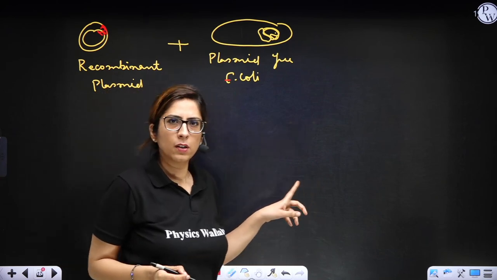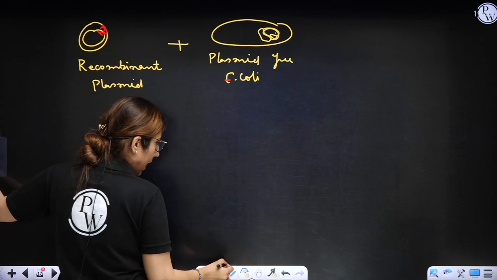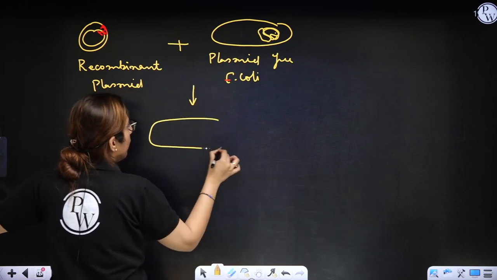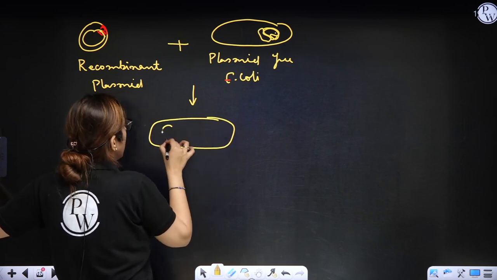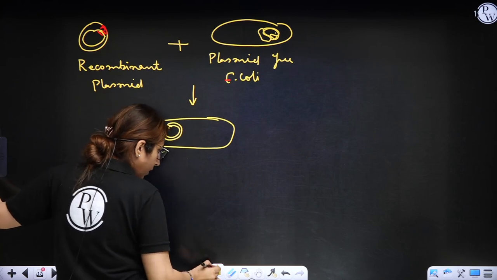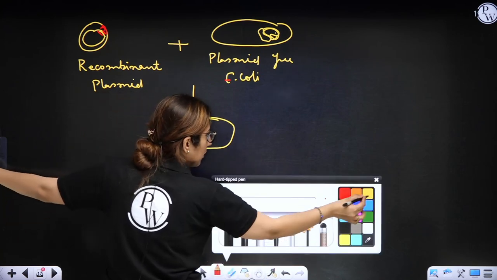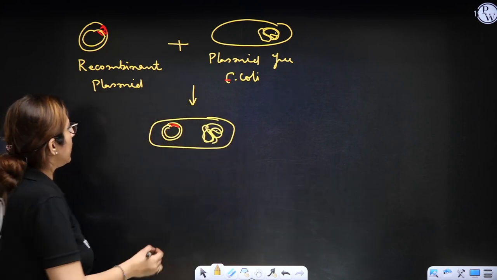So introduction will happen, and ultimately the cell will have the bacterial chromosome. This is a bacterial chromosome. It will have a plasmid with this one. This is a recombinant cell.